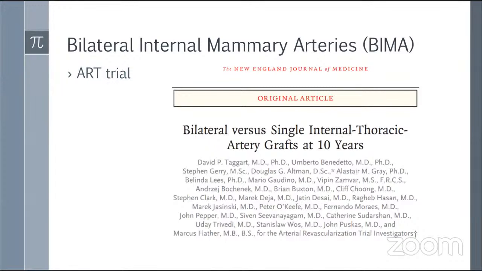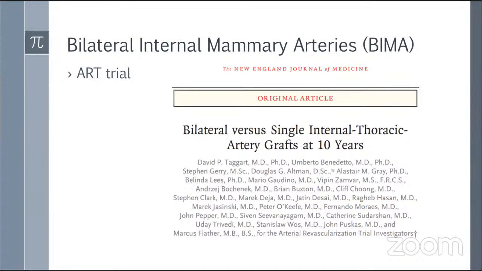I got this ART trial comparing the single versus bilateral mammary, and the results of the trial were almost neutral at the end, but there was a 40% crossover in the study. More than 20% of the patients who received the single mammary artery also received the radial artery in addition. That's why the results were not that satisfying. Okay, thank you, Dr. Bakir.